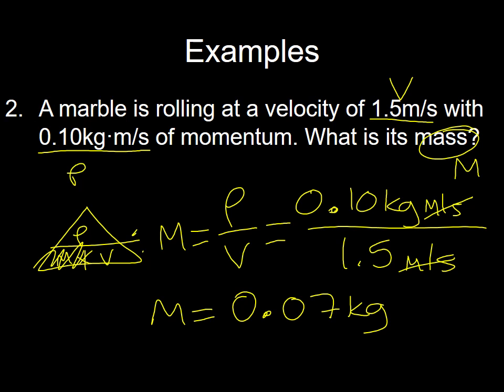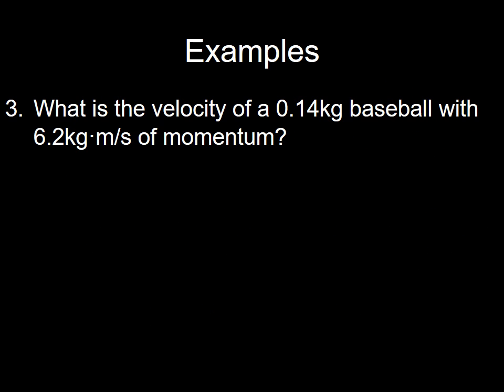Let's take a look at one more example. What is the velocity of a 0.14 kilogram baseball with 6.2 kilogram meter per second of momentum? So again, I'm going to start by identifying. They want me to solve for velocity. They've given me a mass, and they've given me a momentum.